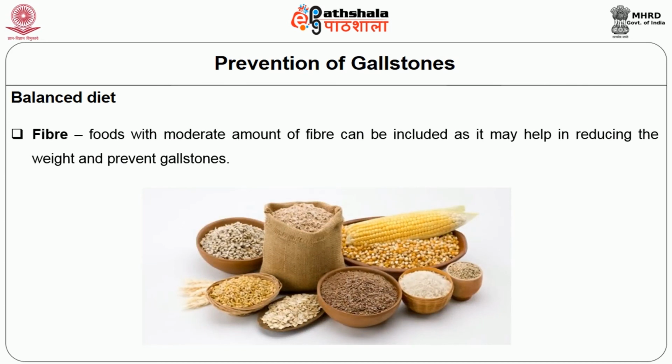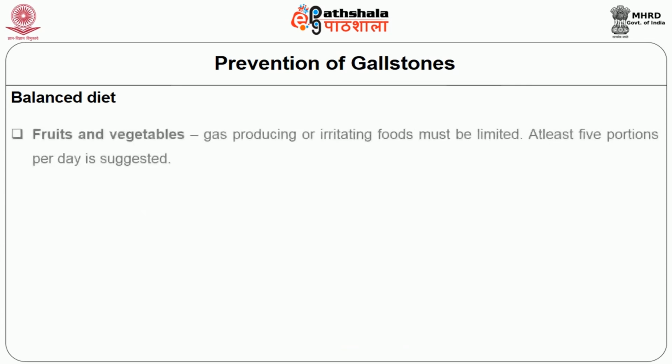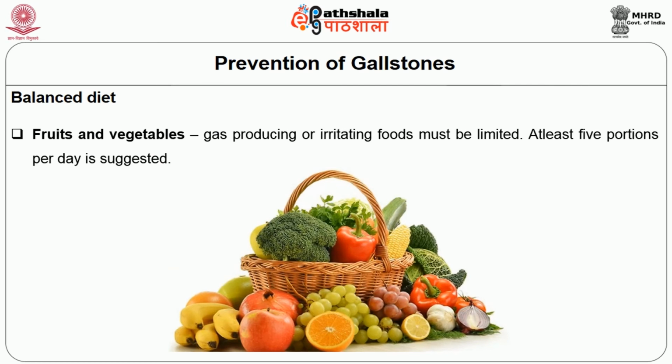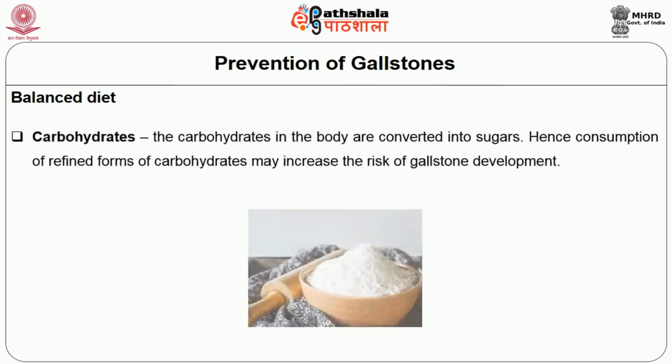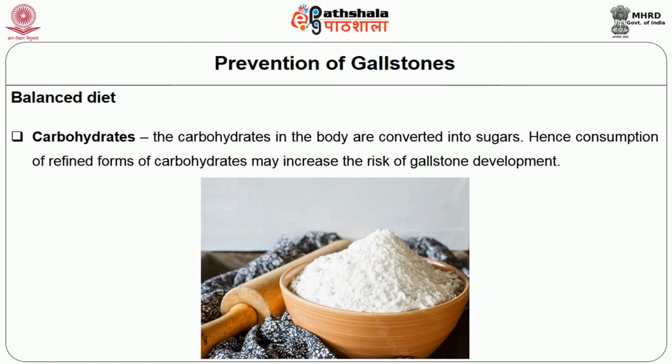Fiber. Foods with a moderate amount of fiber can be included as it may help in reducing weight and prevent gallstones. Fruits and vegetables, except the gas producing or irritating ones, should be included. At least 5 portions per day is suggested. Nuts like peanuts, almonds and walnuts may also prevent gallstones. Refined carbohydrates are converted into sugar, and their consumption may increase the risk of gallstones, so they must be limited.